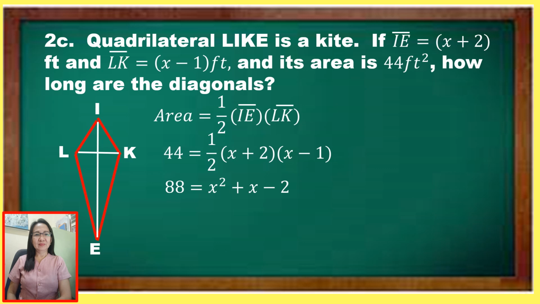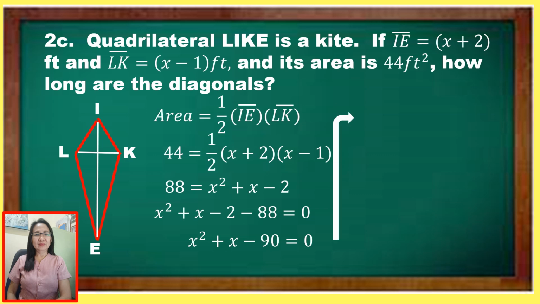Multiplying both sides by 2 and multiplying the binomials on the right side, we will get 88 is equal to x squared plus x minus 2. Let us combine the constants. So we have x squared plus x minus 2 minus 88, which is the same as x squared plus x minus 90 equals 0. Let us apply factoring, where this can be factored into the quantity of x plus 10 times the quantity of x minus 9 is equal to 0.